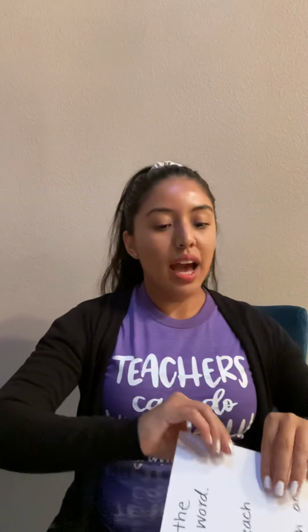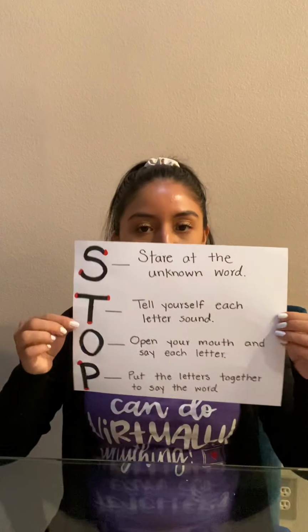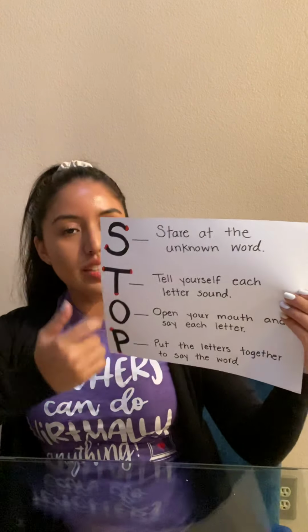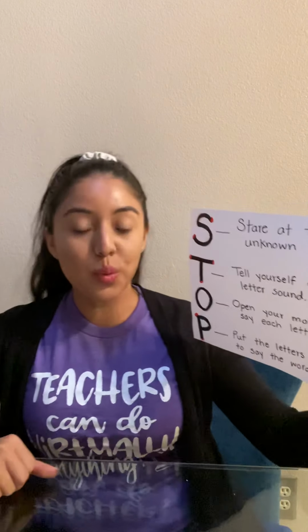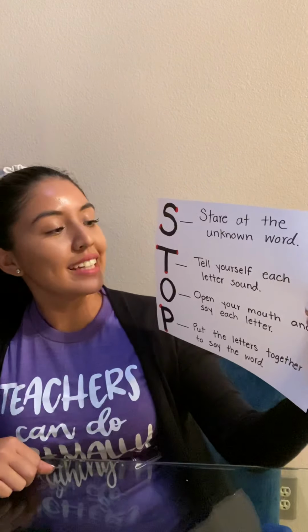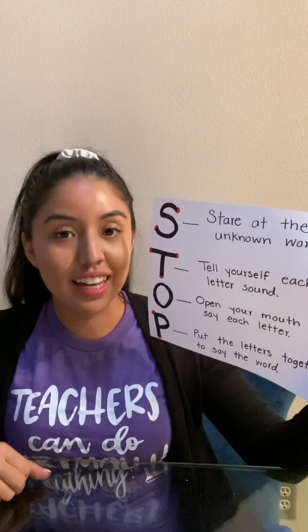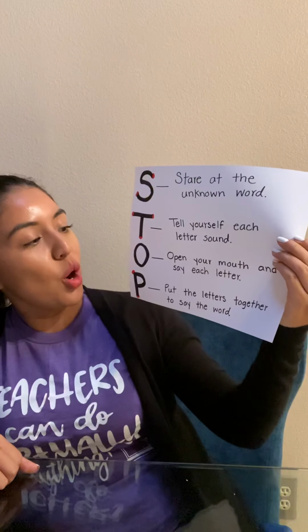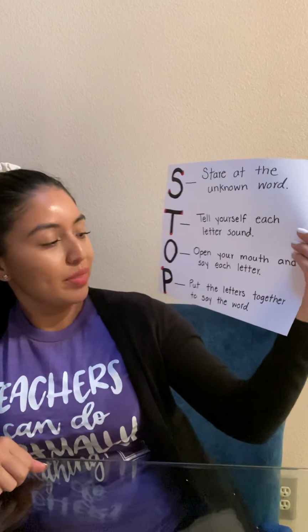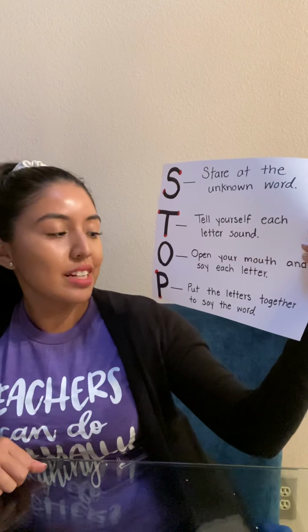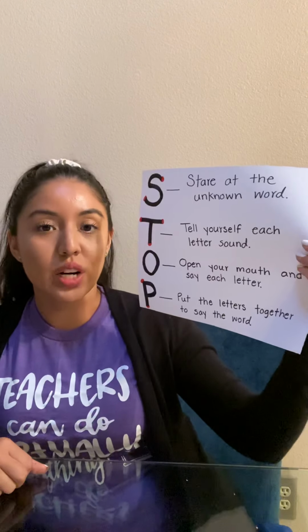One of my favorite strategies to use when teaching students how to write and read is STOP. What each letter stands for: S stands for stare at the unknown word. T, tell yourself each letter sound. O, open your mouth and say each letter. P, put the letters together to say the word.